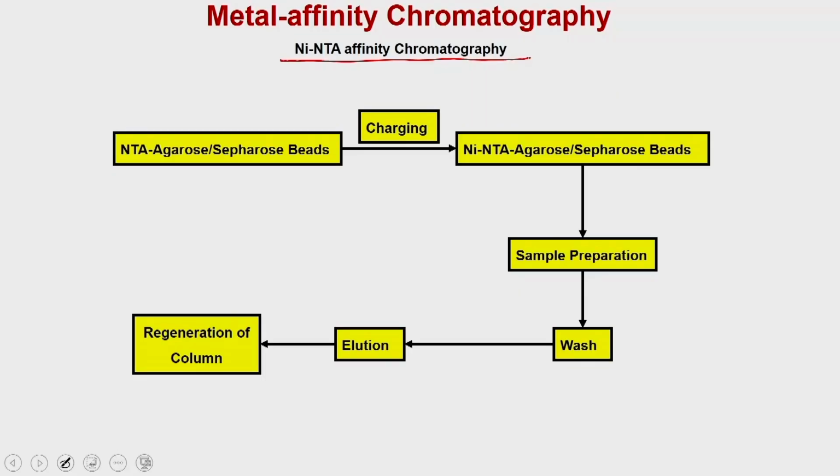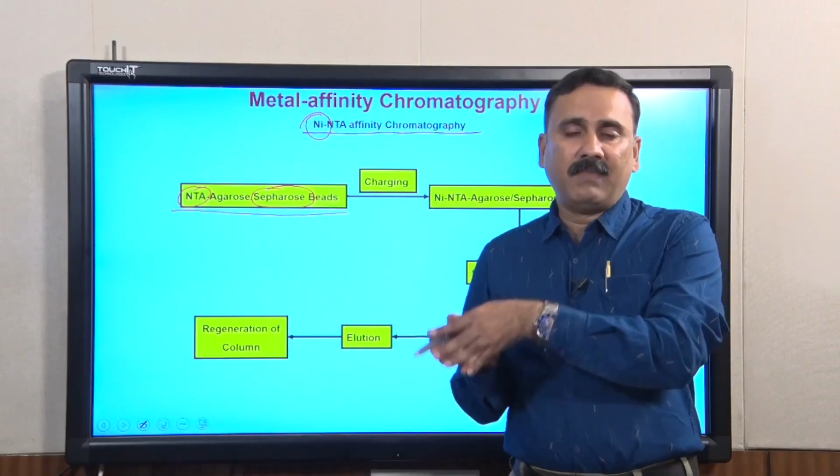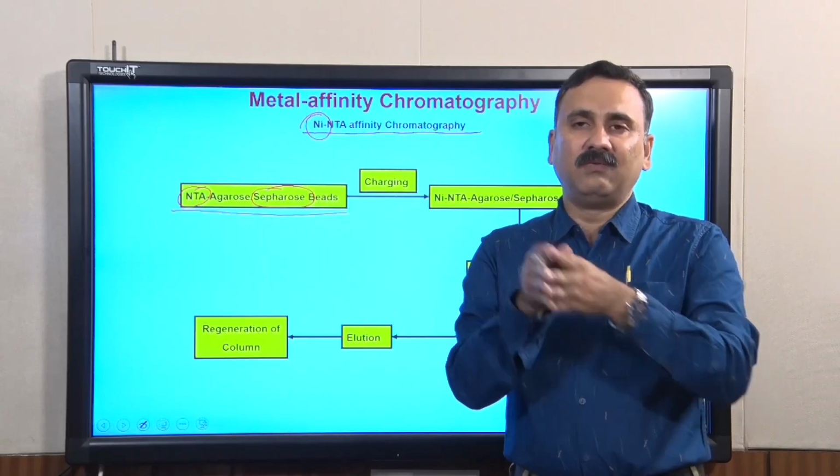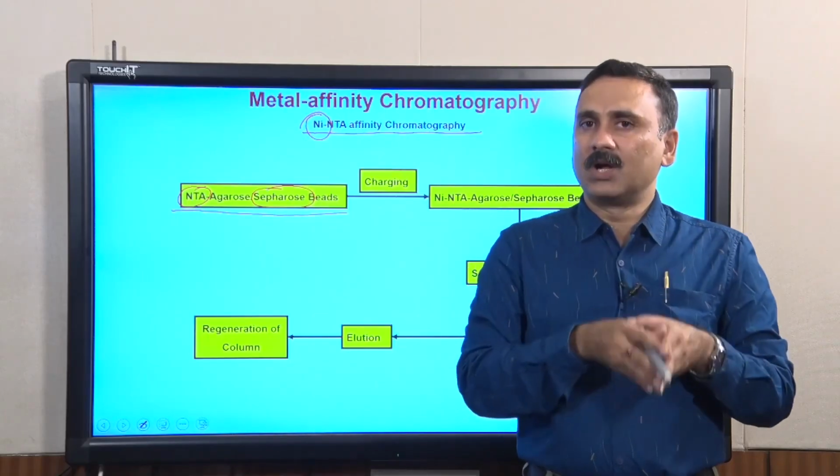When you buy the nickel NTA beads, or the nickel NTA column, you are not going to get it as nickel NTA. What you get from the vendor is the column as NTA agarose beads, or sometimes NTA sepharose beads. So, this column material does not contain nickel bound to the beads; you will get either NTA sepharose beads or NTA agarose beads.